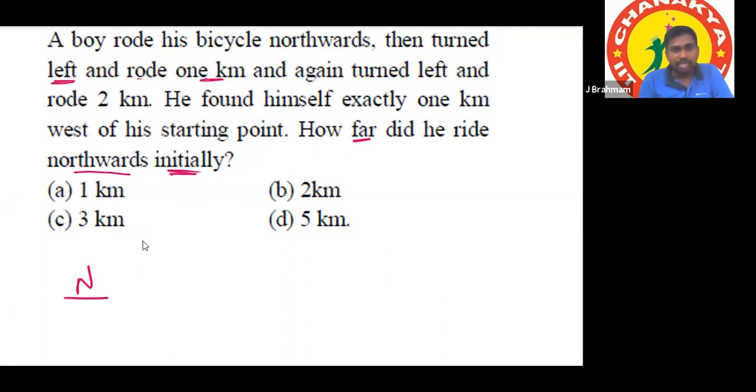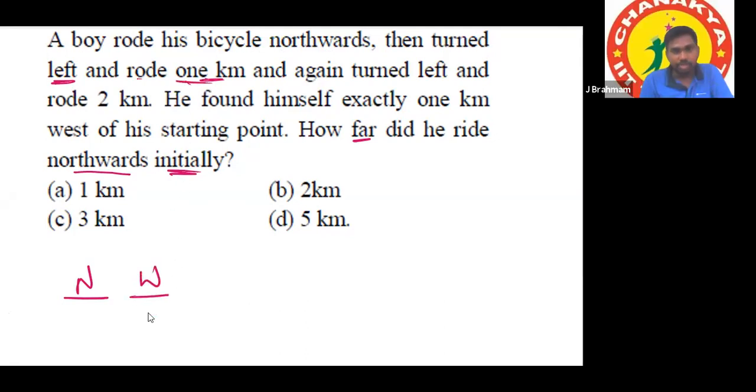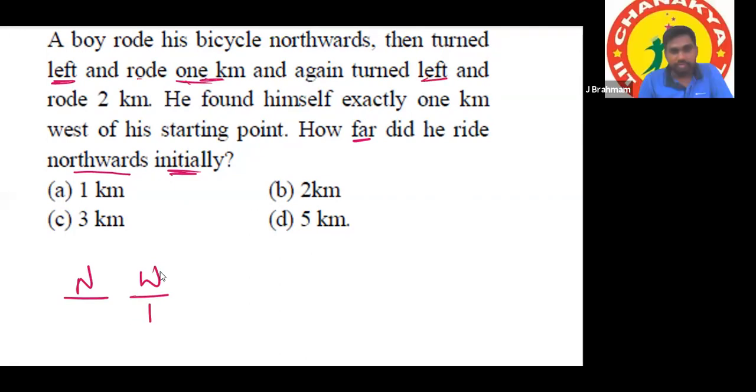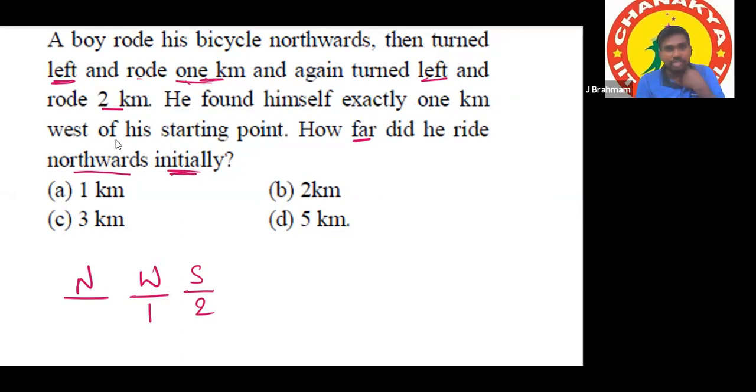And from there, he turned left. North to left means west. Distance is 1 kilometer; one is given. And then again left. West to left means south. Next distance is 2 kilometers. Then he found himself exactly 1 kilometer west of his starting point. So finally, the result of this is 1 kilometer west of the starting point.